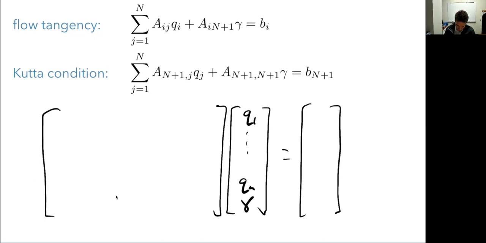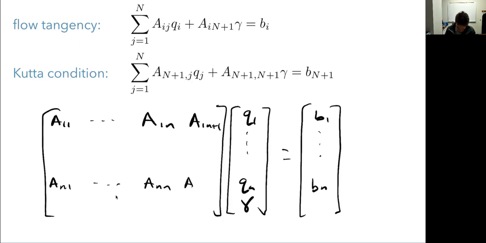Those are all my unknowns. And notice that this first equation here, right? If I just write this out, this is going to be A11 all the way down to A1n. And then I have one extra term here. That's this term here, right? That gets multiplied by the gamma, right? So when I multiply that column vector over, I get gamma times A1n plus one. That's this first row. And that's going to equal B1. And I do the same thing all the way down to Bn. So this is going to be An1 down to Ann, and then I have this last term here. Okay, so going down through all of those are all my flow tangency equations.